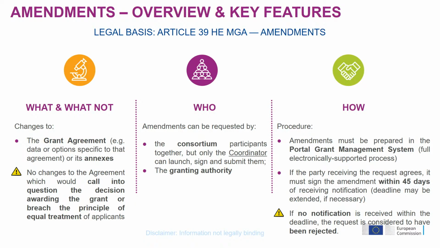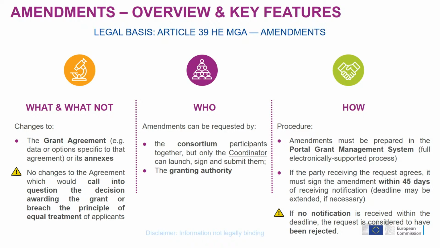Okay, so that was what can be changed and to what extent. Now, who can make the change? So in the grant agreement, you have two parties, the beneficiaries on one side, the granting authority on the other. So an amendment can be requested by any of the two parties, but in practice, it will be most often the consortium who will make the request for an amendment.